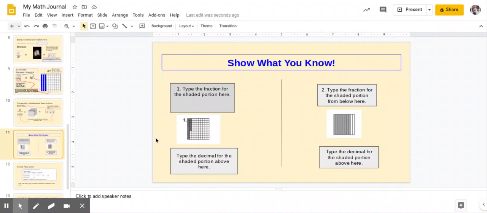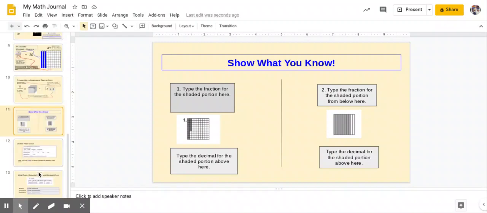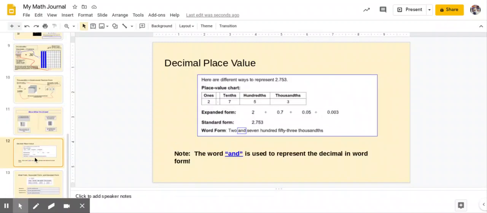and you're going to answer these next 2 questions. So here, this one wants you to write a fraction in the top and the same decimal below. And then same thing right here. You're writing the fraction. You're going to delete all this out and write a fraction. And in the bottom, you're going to write the decimal. And you're going to continue on to the next 2 slides.